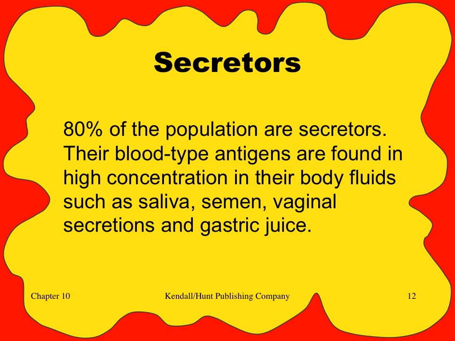So, all right, last thing that I want you guys to know is what a secretor is. A secretor is about 80% of our population. That means that their blood type antigens can actually be found in high concentrations across all their bodily fluids. So within saliva, semen, vaginal secretions, and gastric juices.